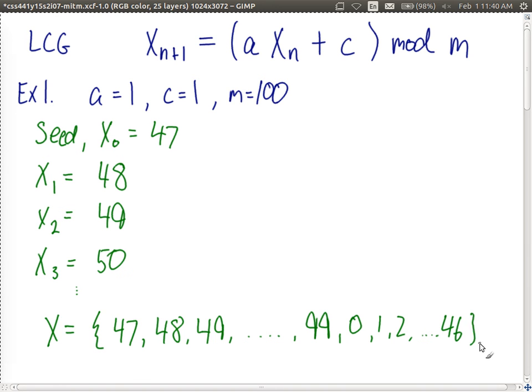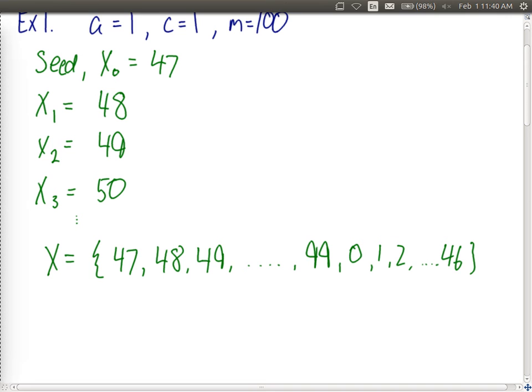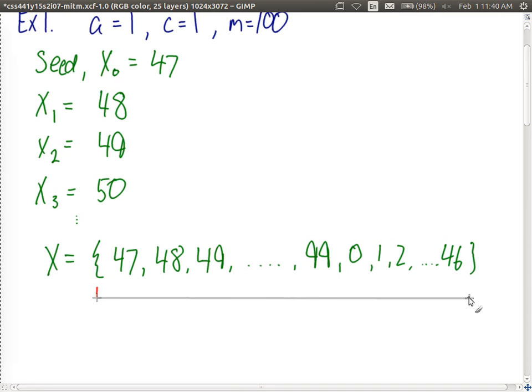Because the next value is 47, and once we get back to the same value with this pseudo-random number generator, we're just going to generate the same sequence again. So we get to 46, 47, 48, and just keep repeating this sequence. That's common with pseudo-random number generators. We'll repeat a sequence. The length of that sequence is the period. Just a characteristic of this generator. We can say this sequence has a period of 100.